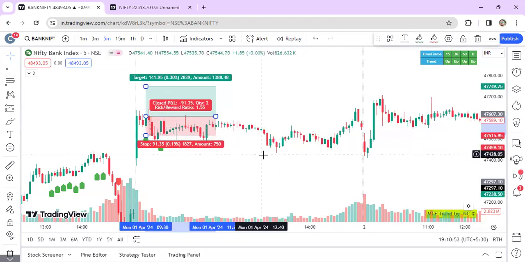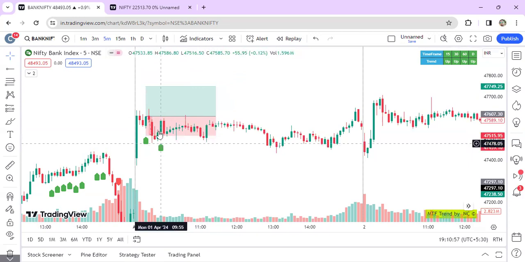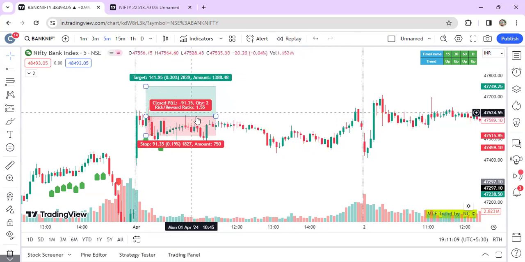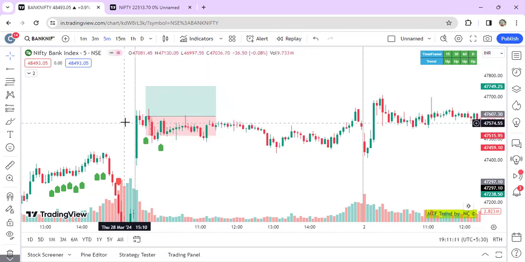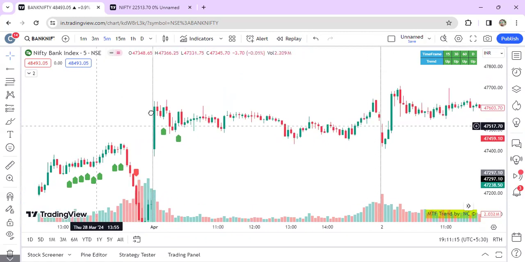Okay, so our SL got hit, and the whole day there is no signal generated. And here one signal is generated, but there should not be any point of entering into this particular trade, because our previous reference point was here. So we'll be entering only when this high is breached now. Okay, so we'll ignore this particular trade.